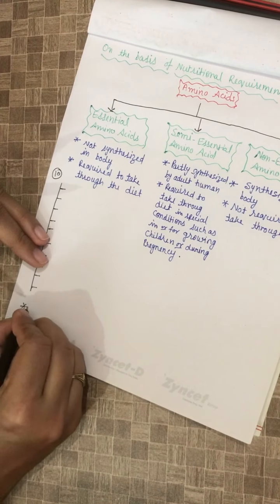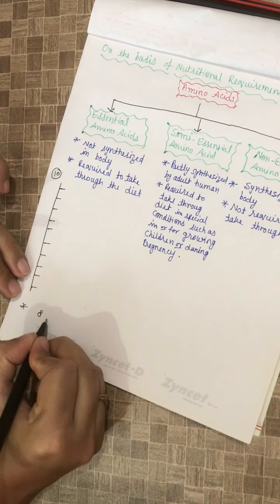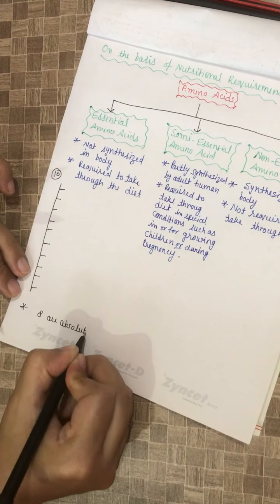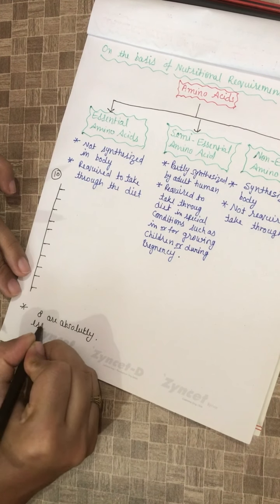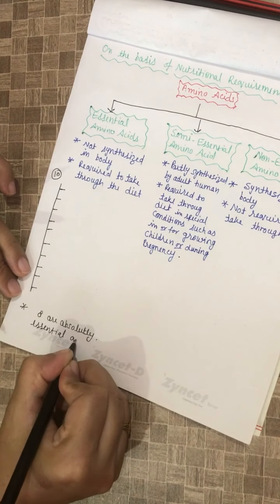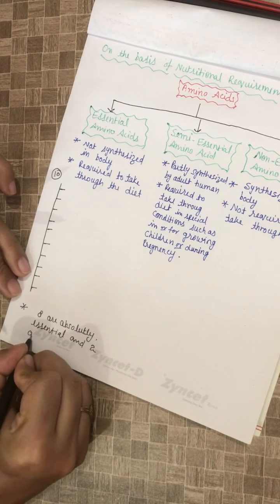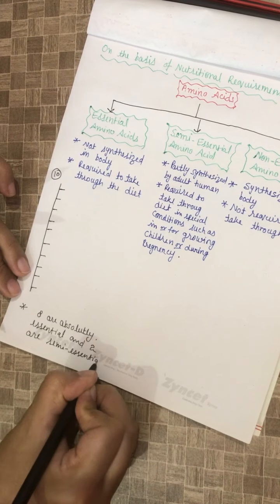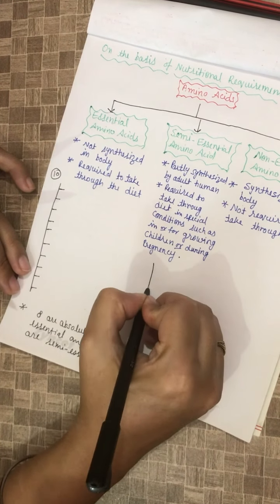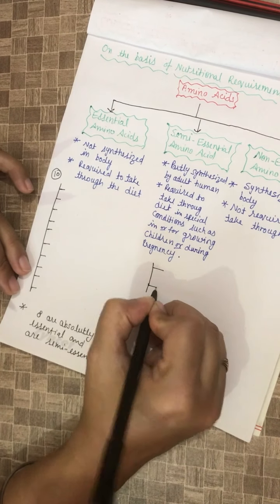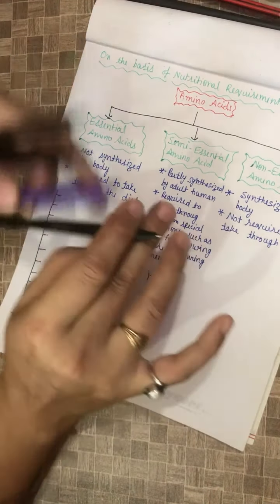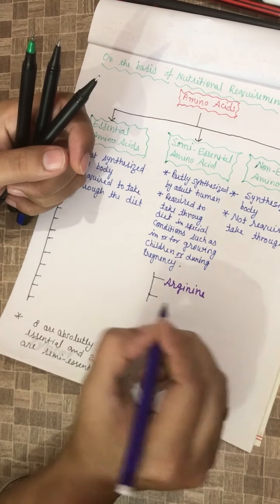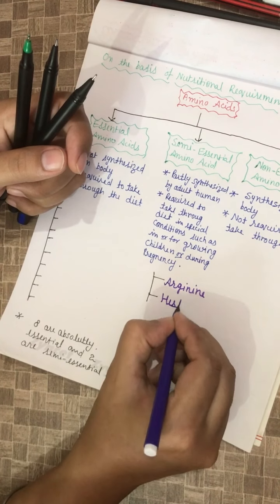But 8 are absolutely essential and 2 of them are semi-essential. Got it? 2 of them are semi-essential, including arginine and histidine.